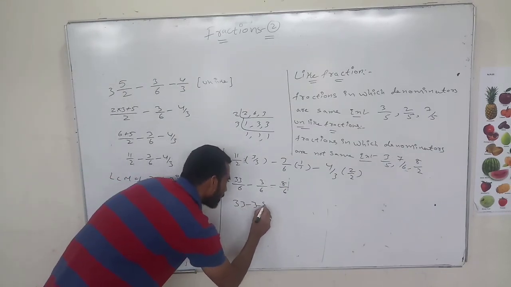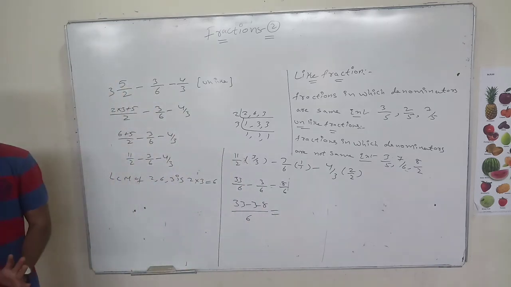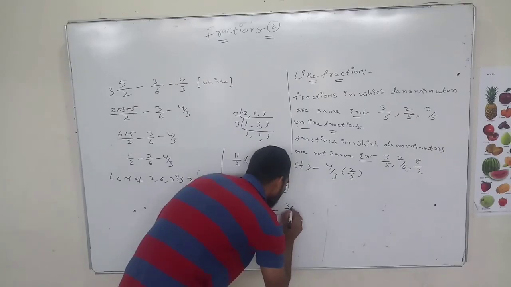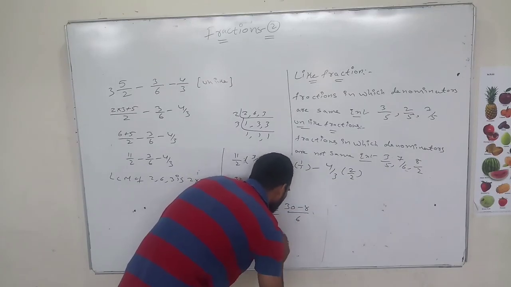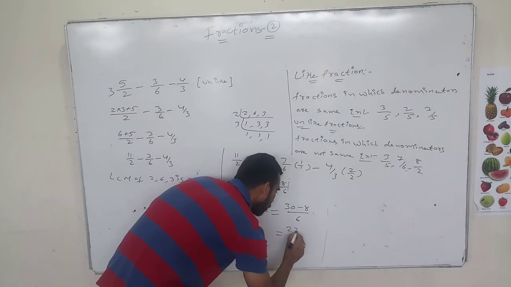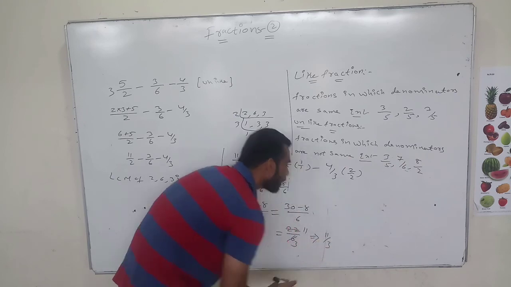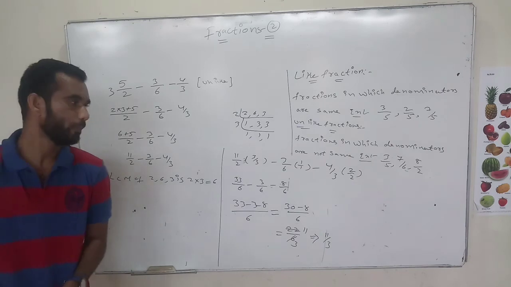33 minus 3 minus 8 by 6. 33 minus 3, how much it will be? 30. Okay. 30 minus 8 by 6. 30 minus 8, how much it will be? 22. 22 by 6. 2 3s are 6, 2 11s are 22. Answer is how much? 11 by 3. Answer is 11 by 3.